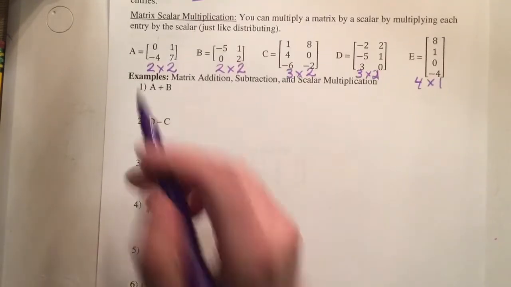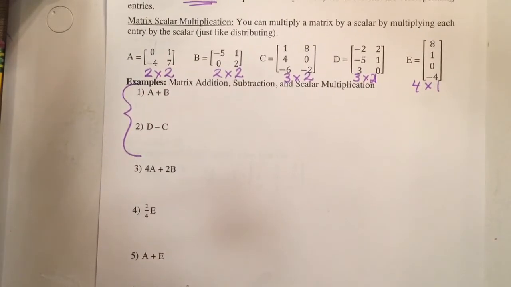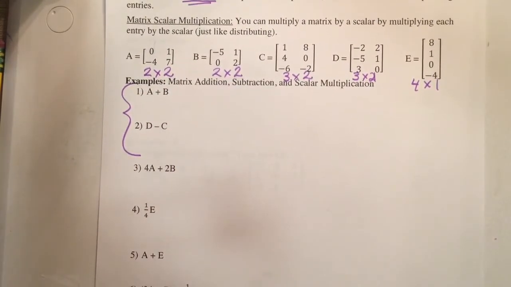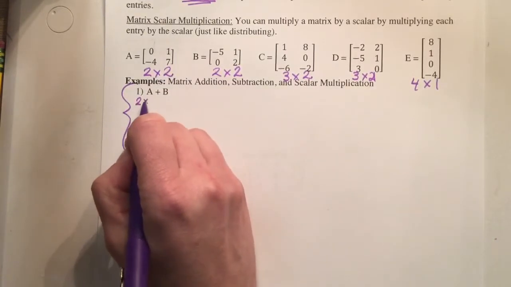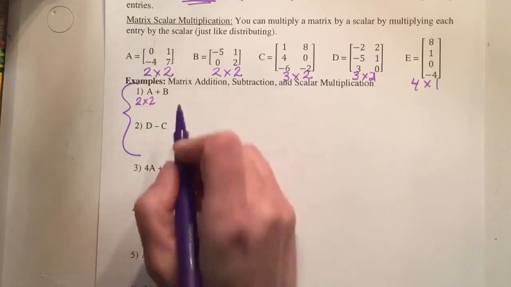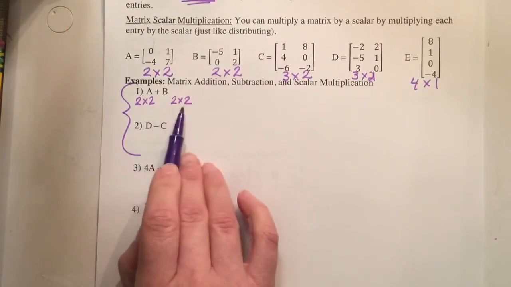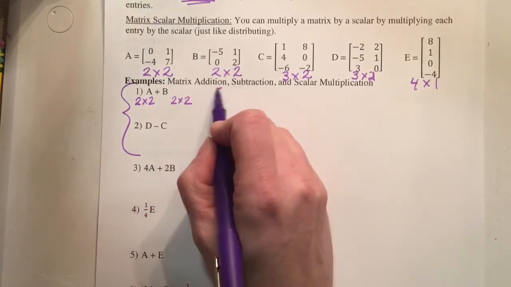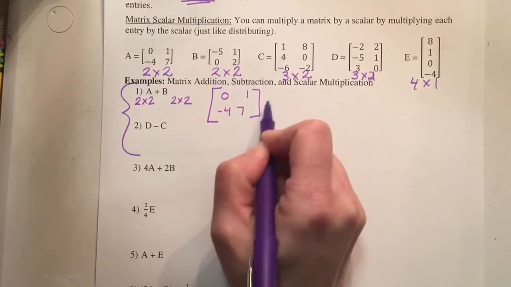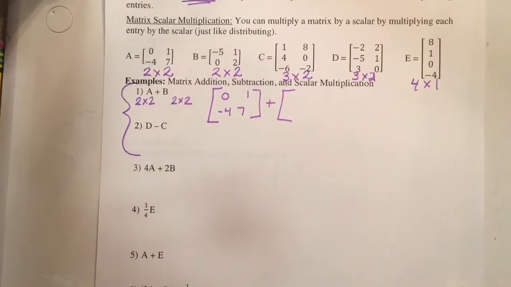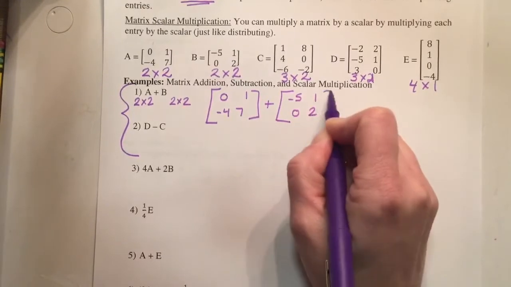Okay, so let's go ahead and look at 1 and 2, and that will show you what this means. It says that you can only add or subtract if you have the same dimensions. So A has the dimensions 2 by 2. B has the dimensions 2 by 2. They have the same dimensions, so yes, you can add them. A is 0, 1, negative 4, 7, plus you're going to add that to B. B is negative 5, 1, 0, 2.